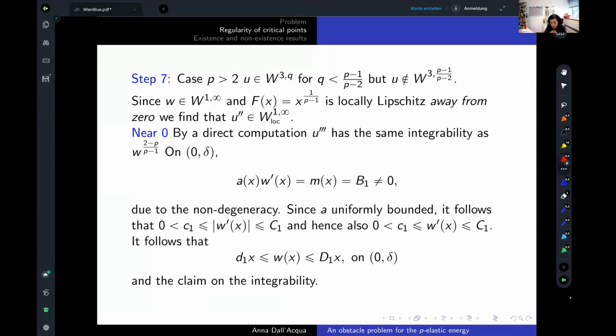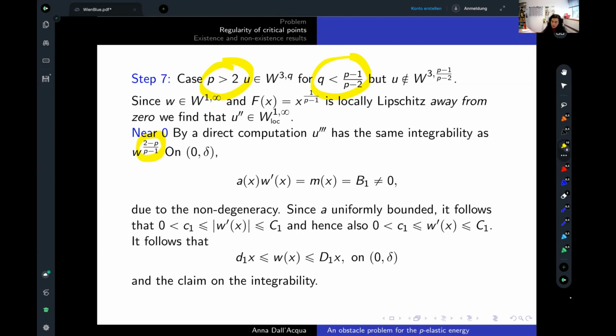W has controlled growth between these two straight lines given by two constants, small d1 and big d1. And then what we are interested in is taking the power 2 minus 1 divided by p minus 1, and be careful, p is bigger than 2. And then we know that we can integrate every exponent that is bigger than minus 1. And in order that the exponent is bigger than minus 1, we need to have this bound on the exponent. And this gives the optimal regularity for p bigger than 2.